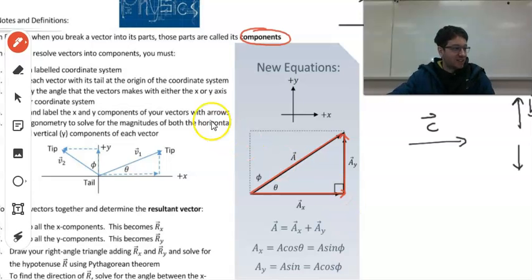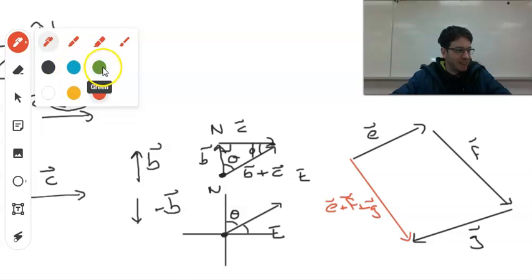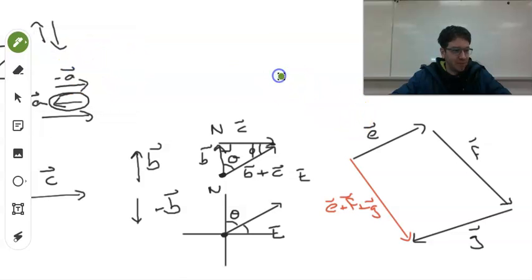Okay, so let me pause there. Now that we know what a component is, let's go back to this problem. How could I figure out what this red vector is, E plus F plus G? Let me give you a little overview of what we're going to be doing, and then we're going to do a problem step by step, slowly.